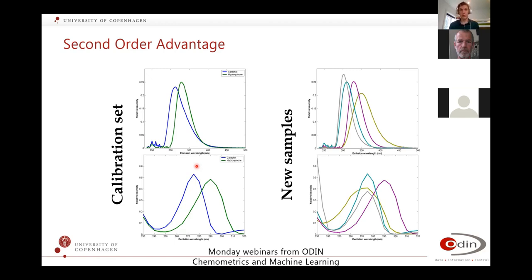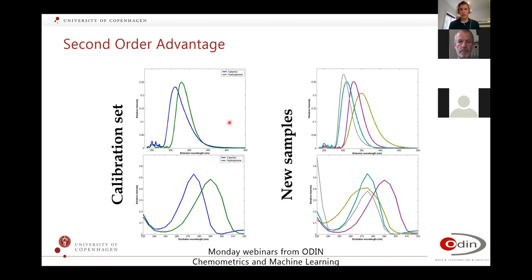The problem though is in my future samples, looking on the right-hand side, now you can see that all of a sudden there are more things happening. You can see here that this cyan here, well, that's the same as the blue one. And the purple one, well, that's the same as the green one here. But there are also 2 other things happening, and these are called interference.